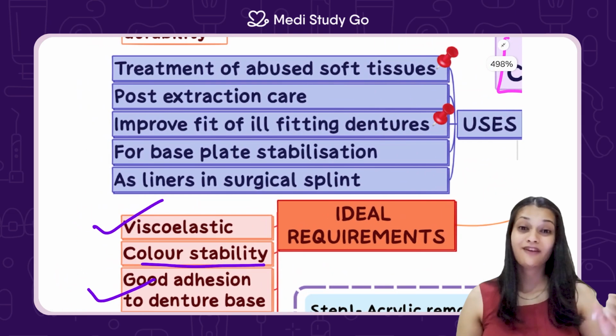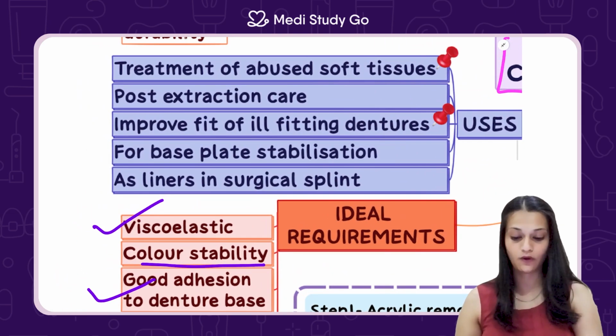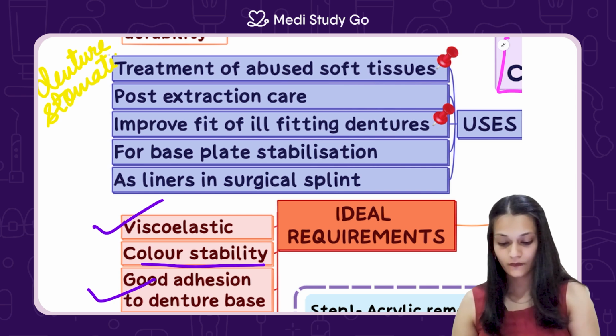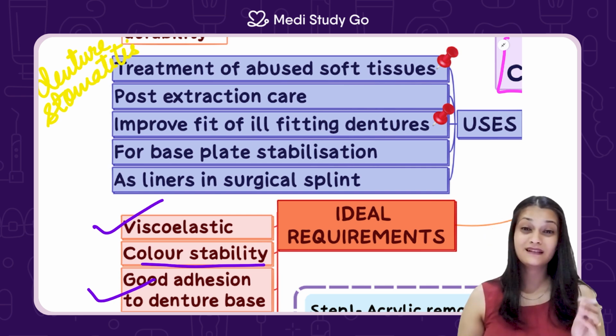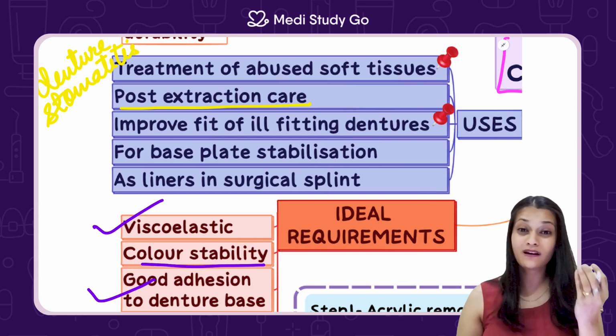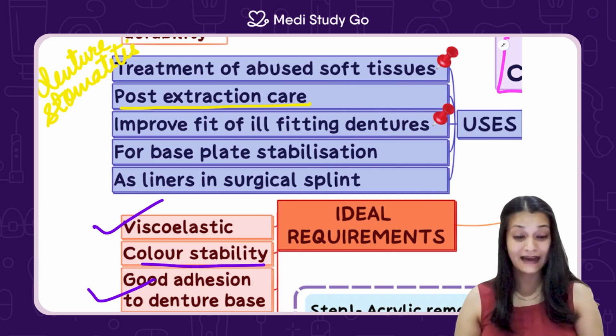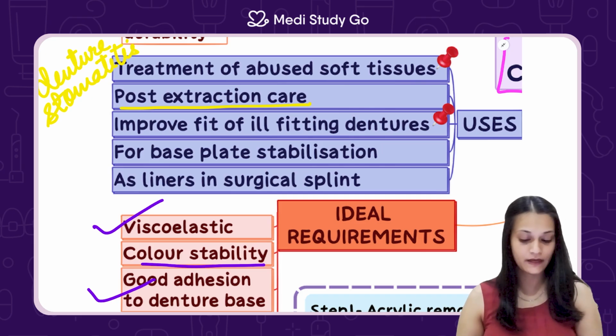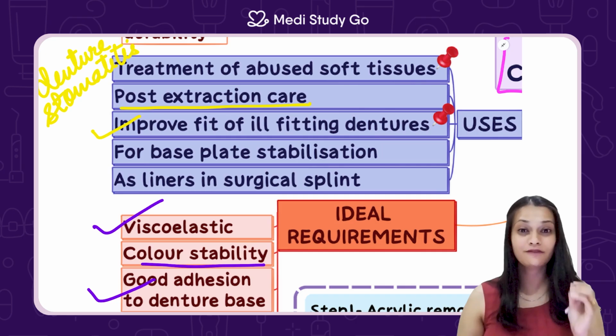So now, where am I exactly going to use all of these? First thing is abused tissue. So I know that denture stomatitis is a classical example, and one of the standard treatments would be to use your tissue conditioner. Post-extraction care, wherein you want your sockets to heal properly. At the same time, ill-fitting denture. So what you do, you just slightly remove the intaglio surface, evenly spread your material and improve the fit.